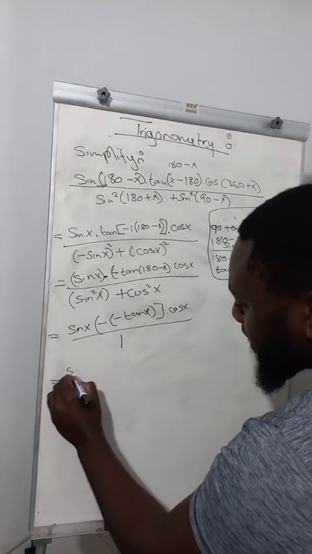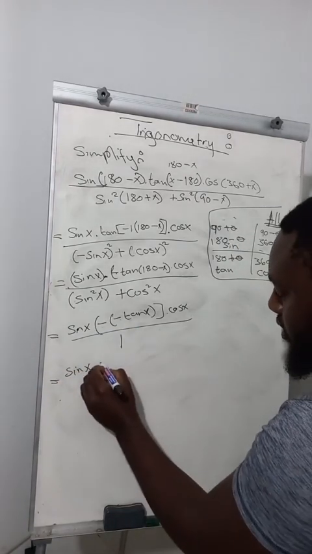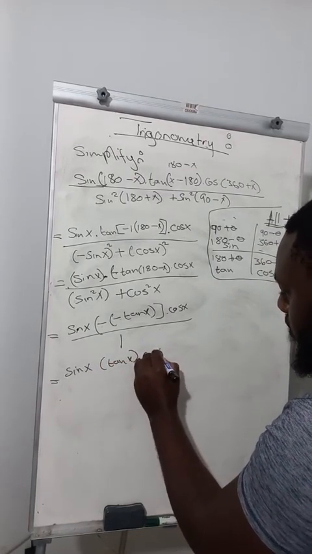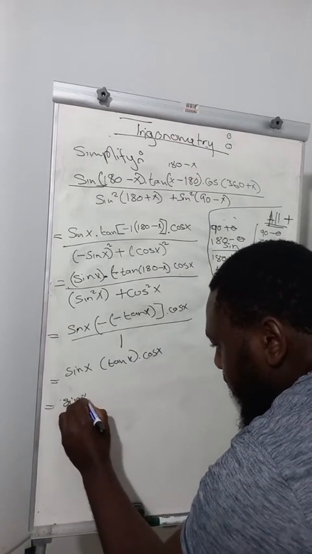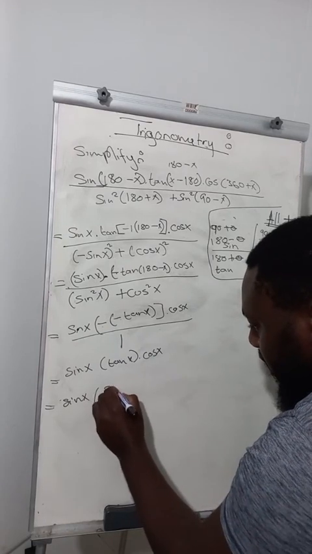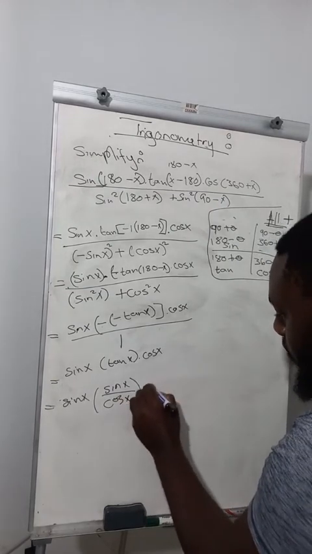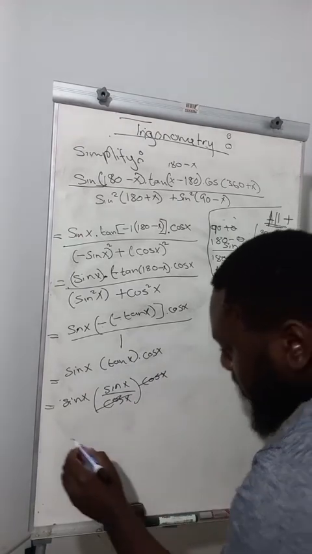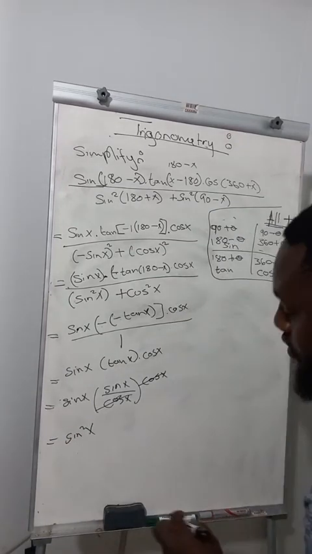So now on top I will have sine x, and then this will just be negative multiplied by negative, which gives you a positive. We just have tan x, and then cos x. Now I'll write sine x. Where there is a tan now, I will write sine x divided by cos x, and then I will multiply this by cos x. So this cos x and this cos x will go out. You'll be left with sine squared x.